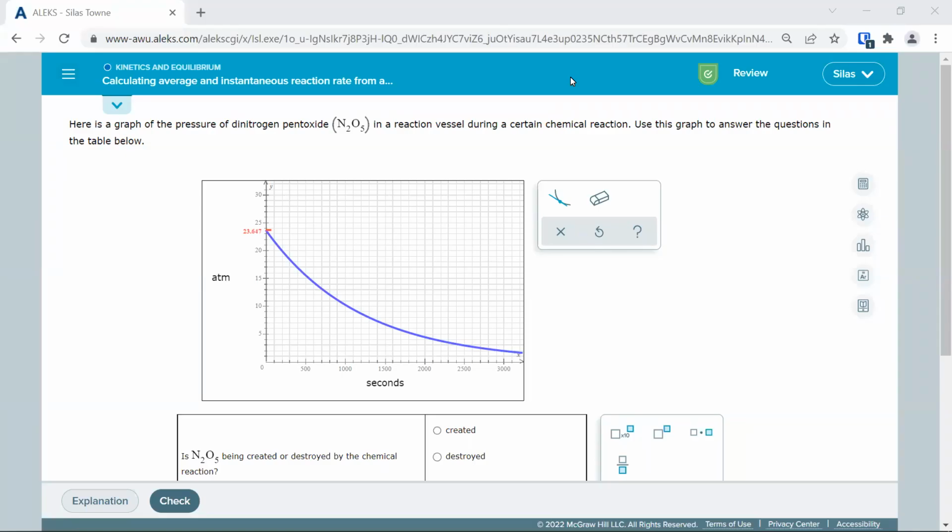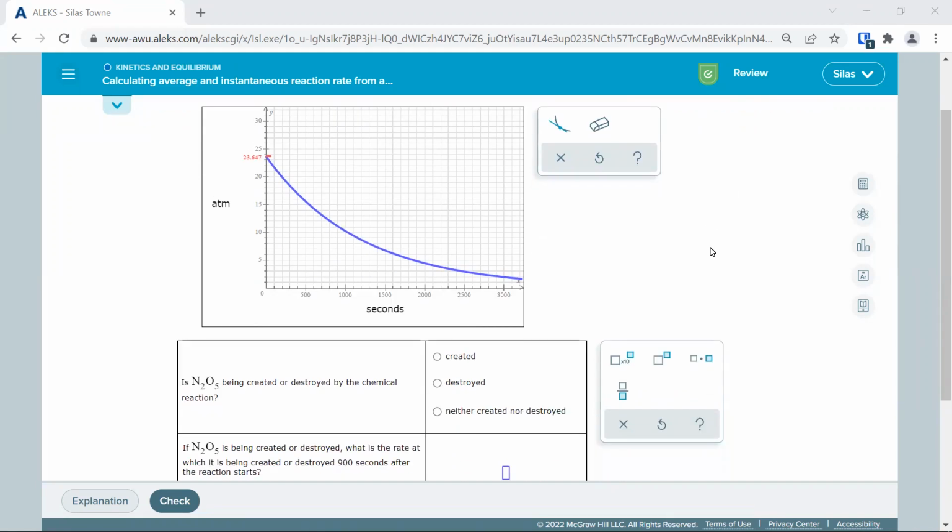All right, let's look at calculating both average and instantaneous rate from our graph here. The key is, first, to understand: is it being created or destroyed? What we see is the pressure of the N2O5 is going down, so we're going to call it destroyed. If it was going up, so you would see a graph like that, it would be being created. So that's the first question.